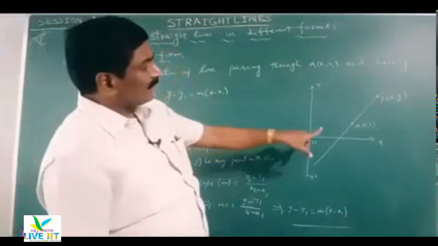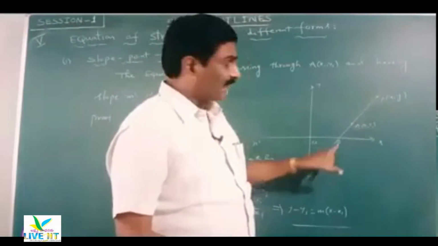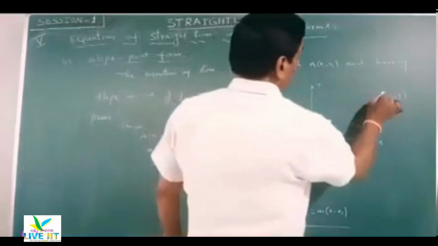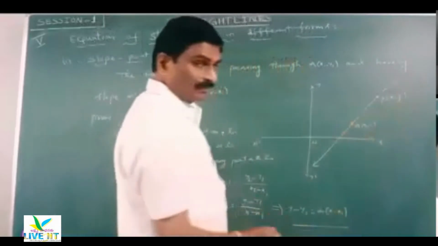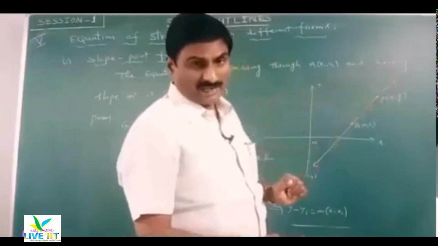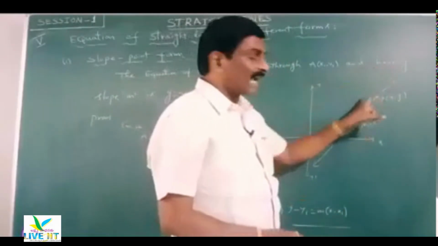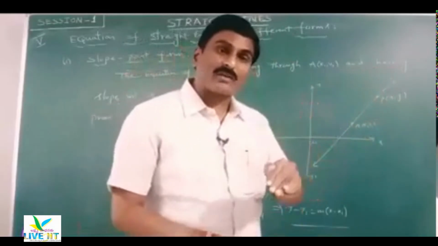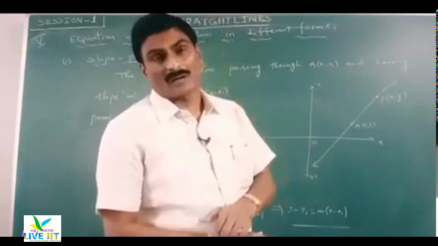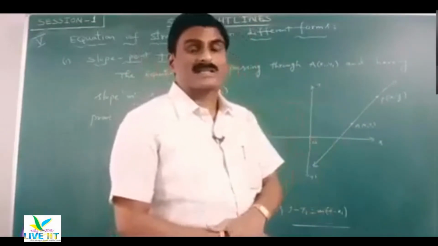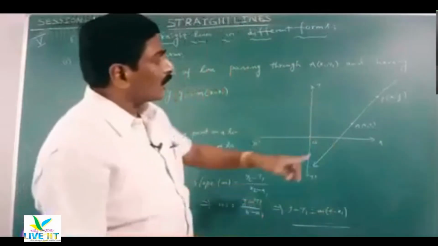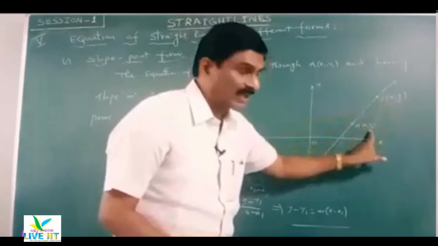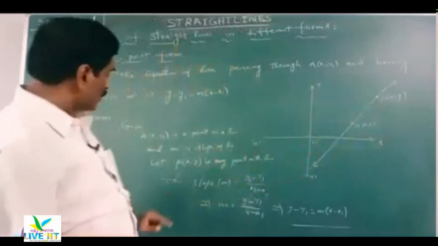So in this case, the point on the line A(x1, y1) is given. Say this is one of the lines. A(x1, y1) is one of the points on the line and m is the slope of the line. Say P(x, y) is any point on the required line. Then what is the slope of the line AP? If two points are given, the slope is (y2 minus y1) by (x2 minus x1). By using that formula, we find the slope. But the slope is already given as m. So m is equal to (y minus y1) by (x minus x1).